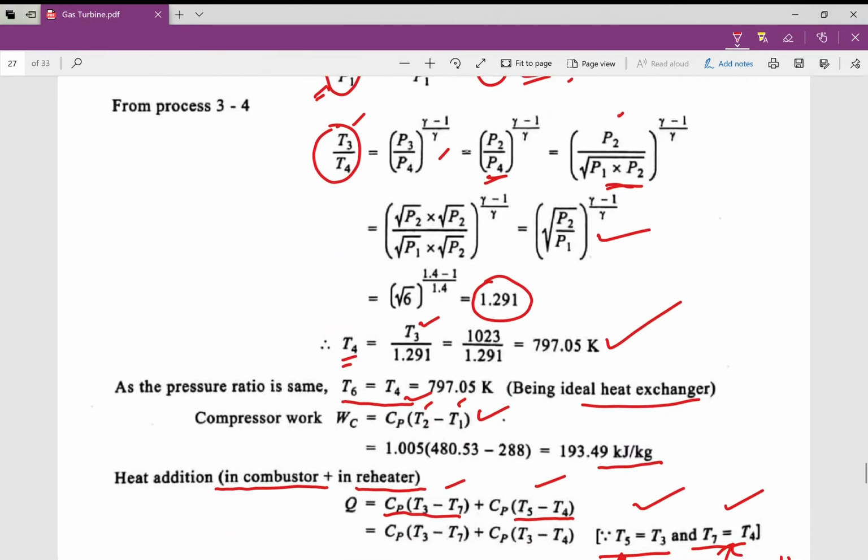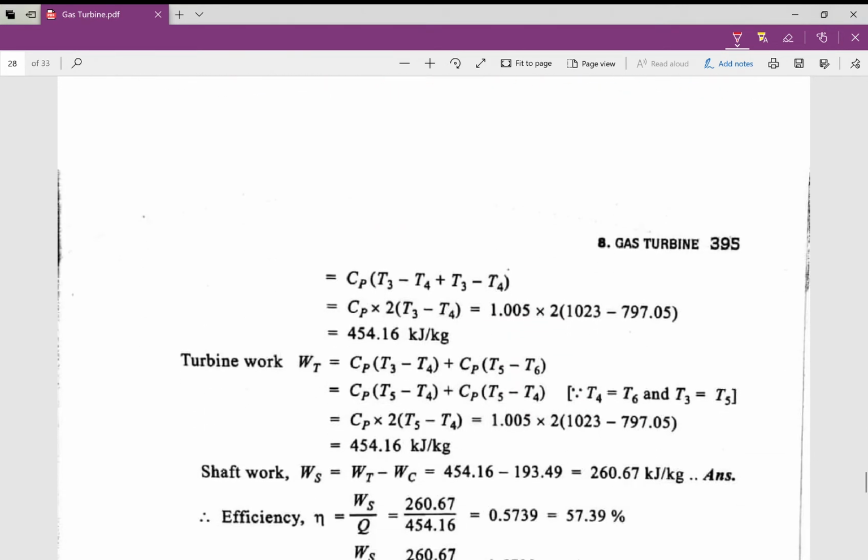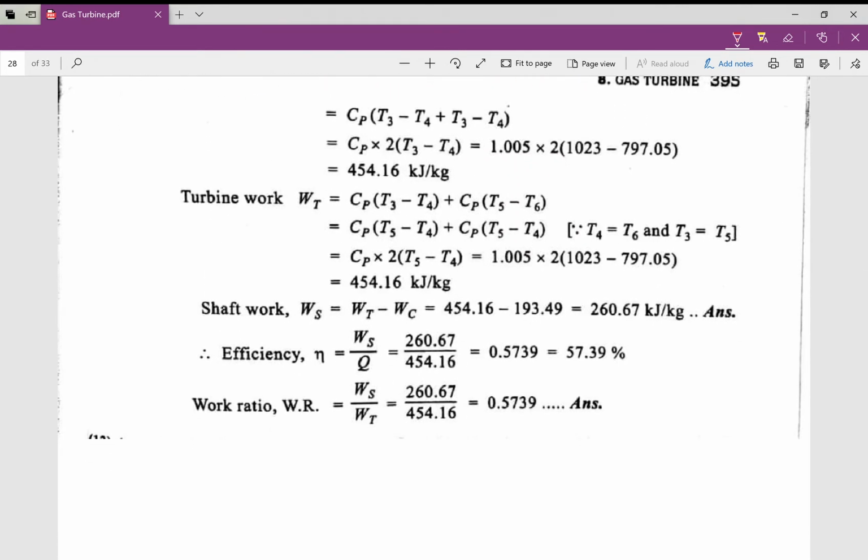Okay, so in this way we can calculate. It comes out 454.16. This much amount of heat is supplied, right? So this will be used to calculate efficiency later on.